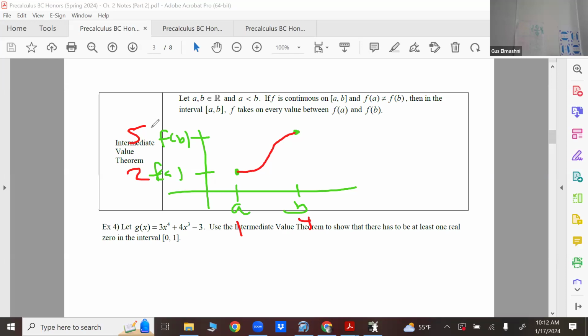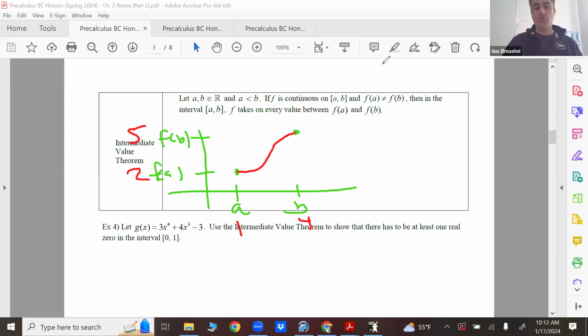And also, we assume that these are not the same. The Y coordinates are different at X equals A and X equals B. In this interval, F takes on every value between F of A and F of B. Every value between 2 and 5 can be hit at least once. So any Y value between 2 and 5 is valid, as long as your X is between 1 and 4. That's all it's saying. So that's what's happening there. Questions before we do the example? So anything between 1 and 4 for X, the Y value will be between 2 and 5. And every value between 2 and 5 can be had as long as your X is between 1 and 4.